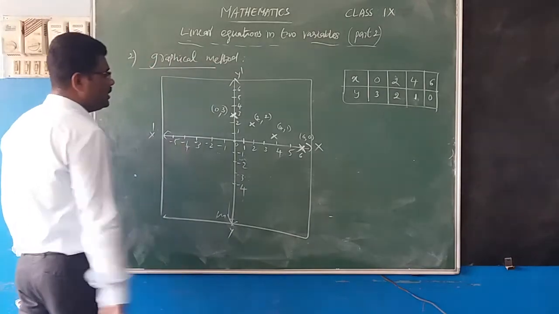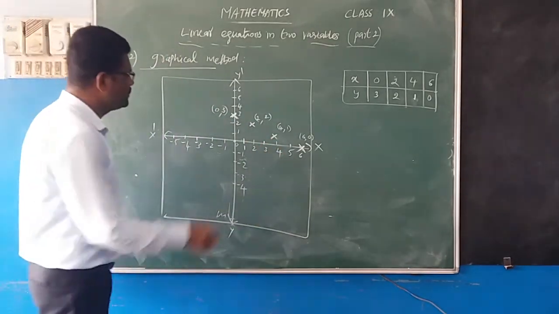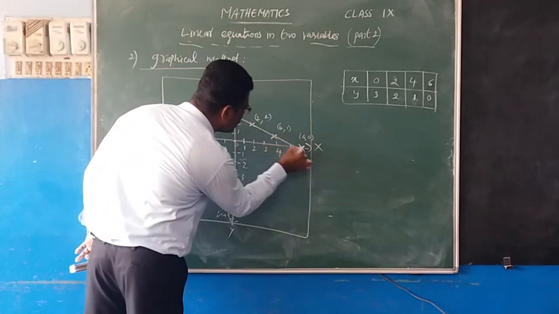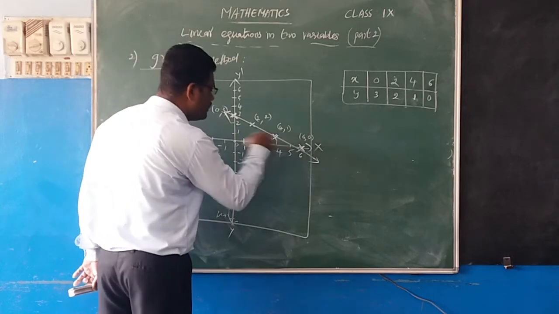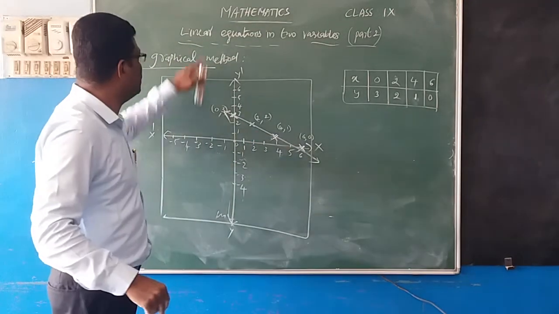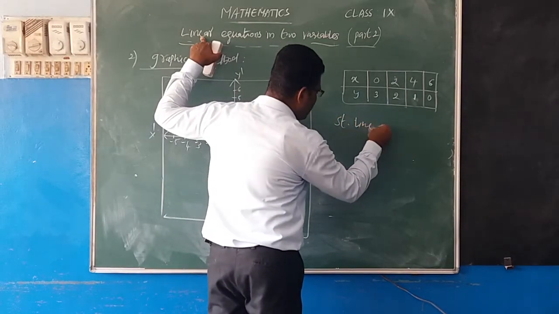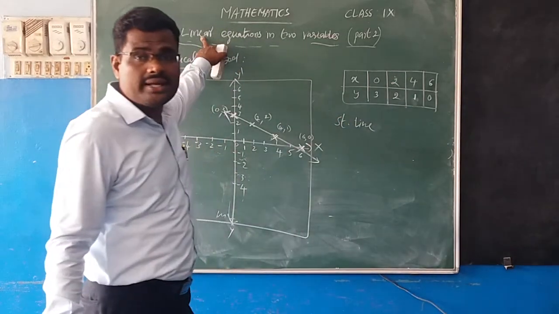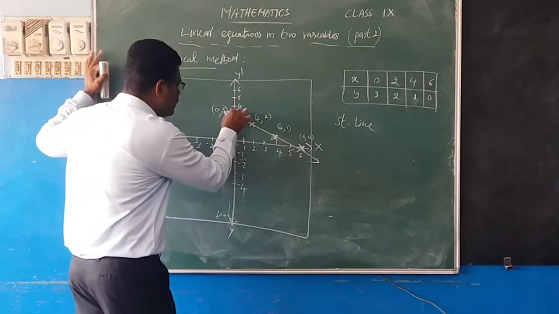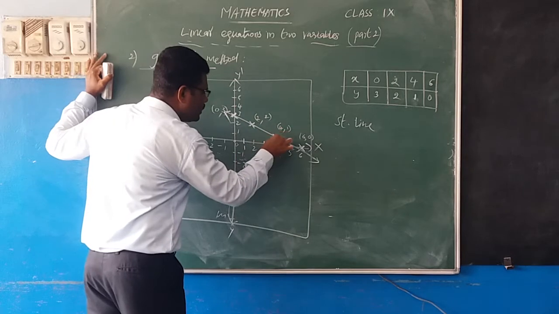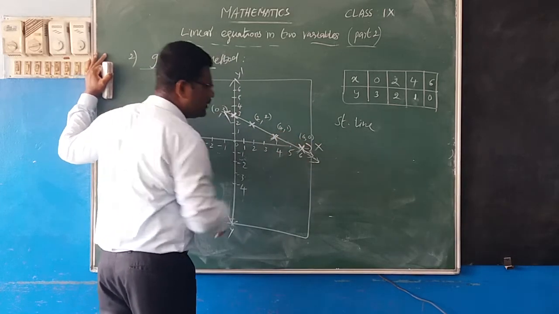Draw the graph means you need to join these points by using a scale. If you join these points, what will you get? You will get a straight line. Very important: the graph of a linear equation is always a straight line. So by using a scale, you need to join these points, and you will get a straight line.